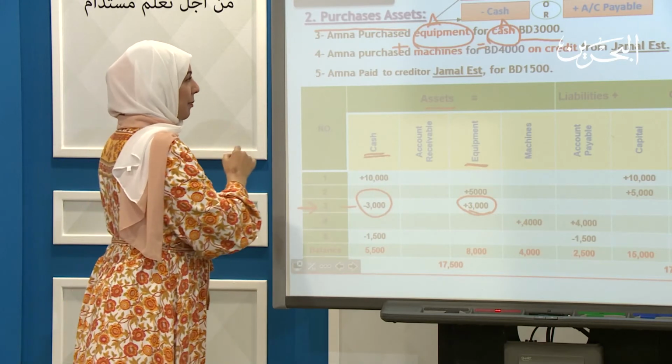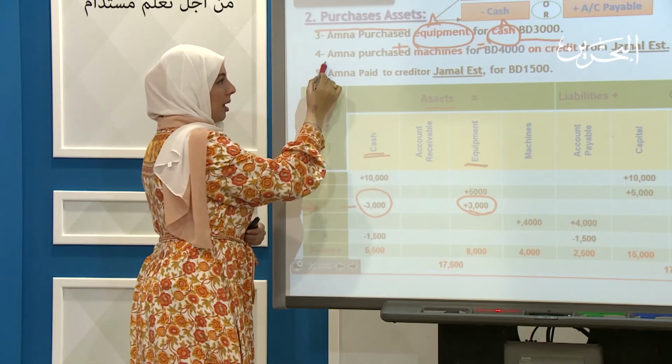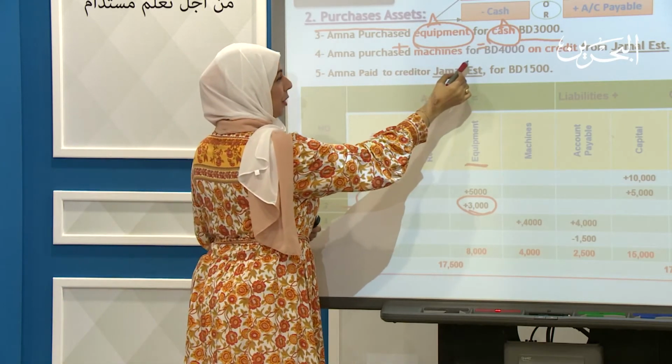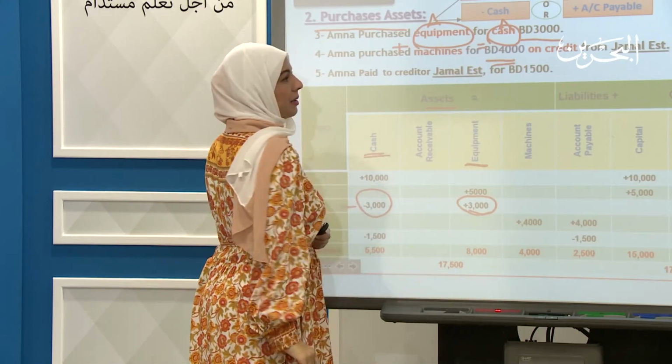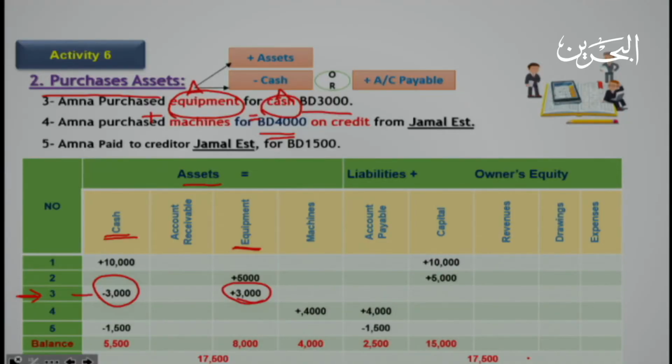Shifting to the fourth transaction, Amna purchased a machine for 4,000 on credit from Jamal establishment. If I buy a machine, the machine for my company will increase, and on credit. So I know that I didn't pay for this machine, so this will be a liability to my company.